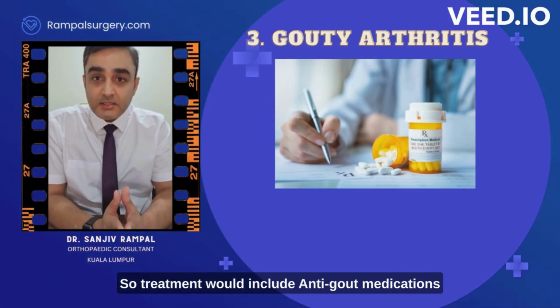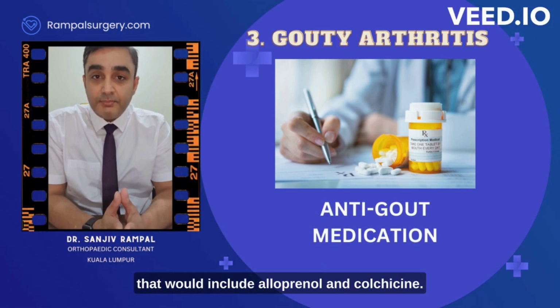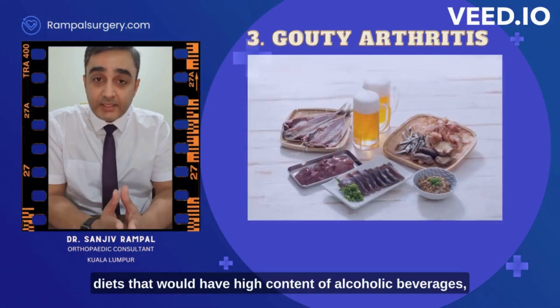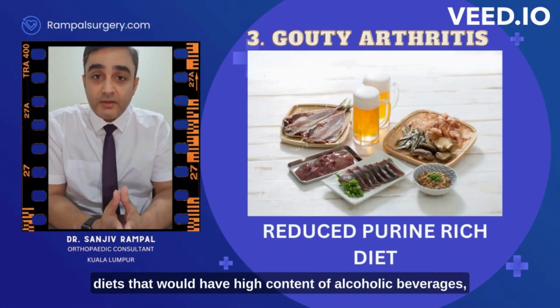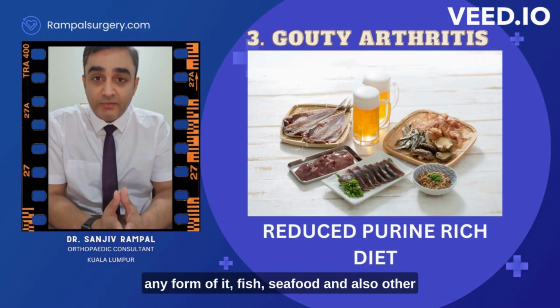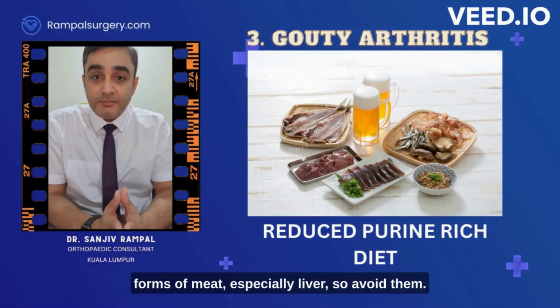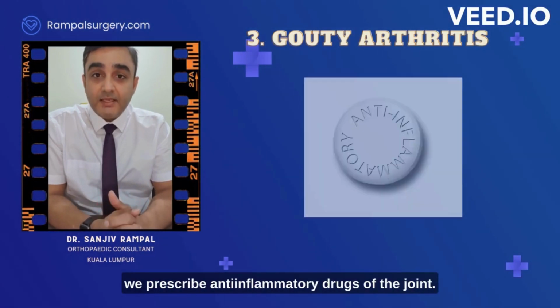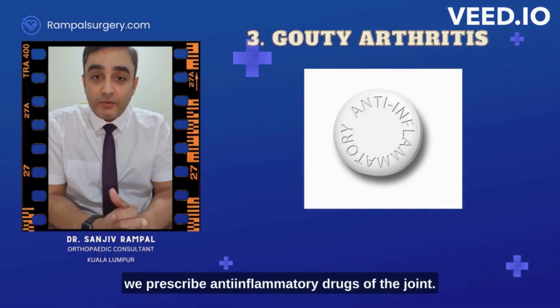anti-gout medications, which include allopurinol and colchicine. Another method is to reduce purine-rich diets that have a high content of alcoholic beverages, any form of it, fish, seafood, and other forms of meat, especially liver. So avoid them. Also take your anti-gout medications, and usually we also prescribe anti-inflammatory drugs for the joint.